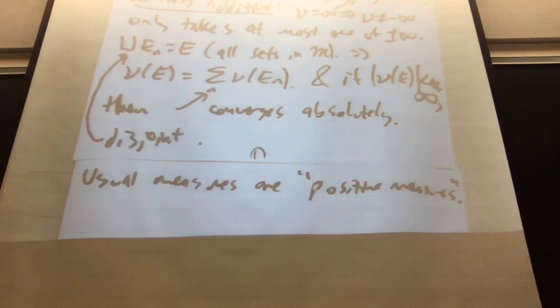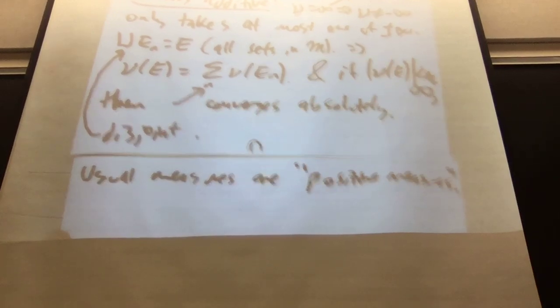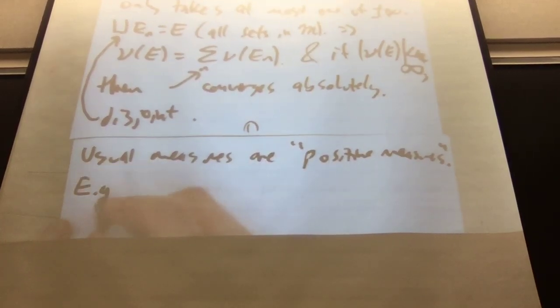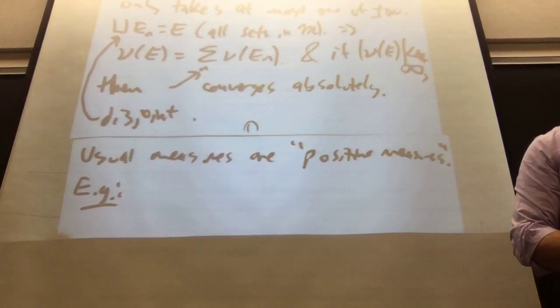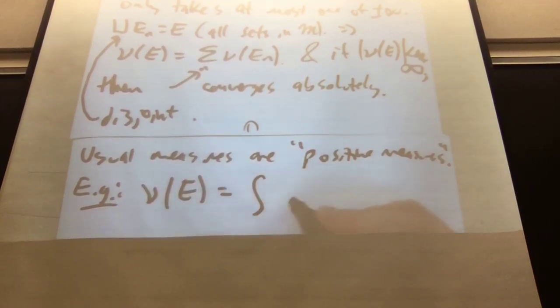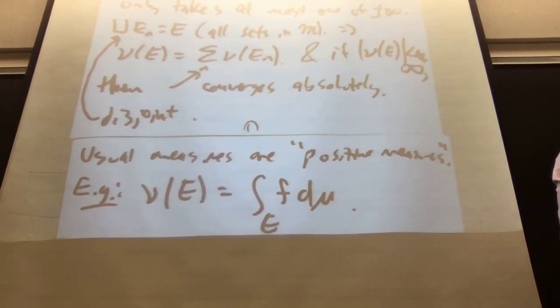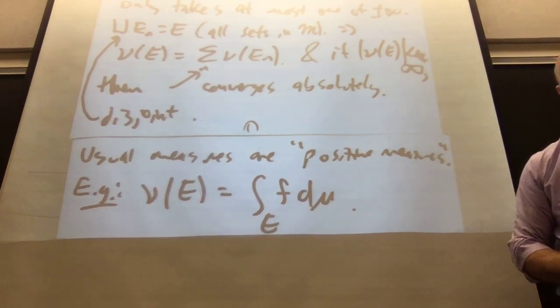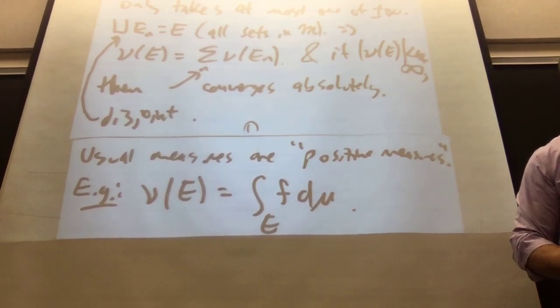All right. Just to give you an example, kind of a prototypical, not only prototypical but quintessential example: if you have an integrable function that can take positive and negative values, you integrate it with respect to your favorite positive measure. That determines something that will be a signed measure.